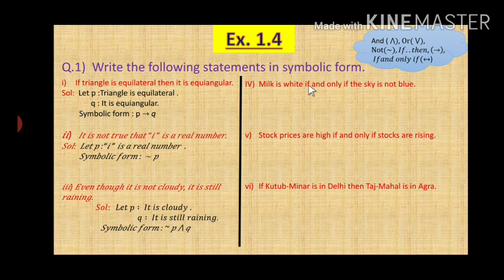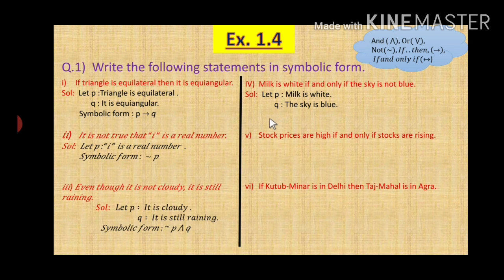Now the next one. Milk is white if and only if the sky is not blue. Now again over here the two statements are milk is white and the second one is the sky is not blue. Again a negative statement. But in the alphabet we'll store the positive part of it. So we'll say let P is milk is white and Q is the sky is blue. And now in this symbolic form we have to make the negation of Q.